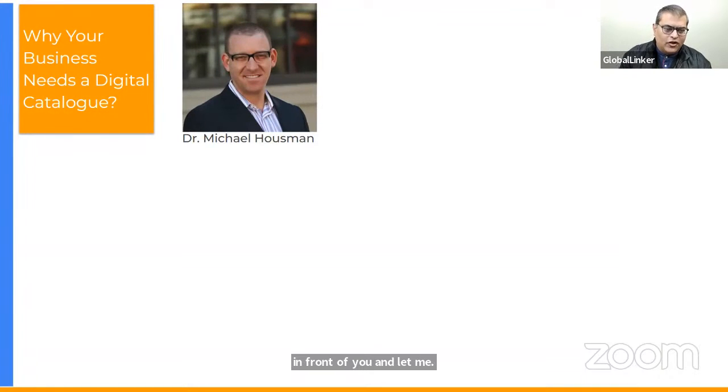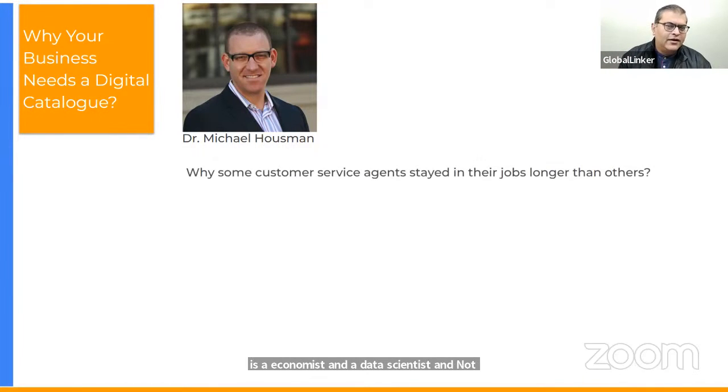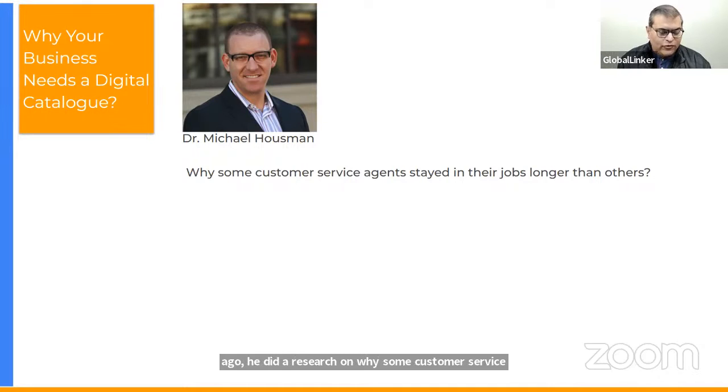So this is Dr. Michael Hausmans. He is an economist and a data scientist, and not very long ago, he did a research on why some customer service agents stayed in their jobs longer than others. I am repeating the topic of research, and this is where many of the participants must be getting a little confused. Why is he discussing economics here? So this is something which you'll be able to relate to.